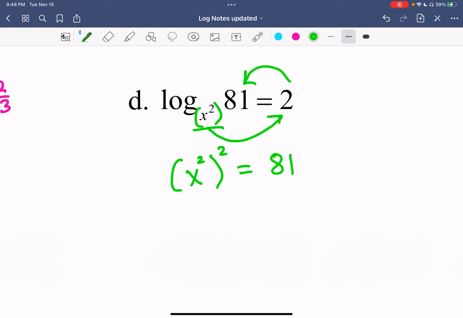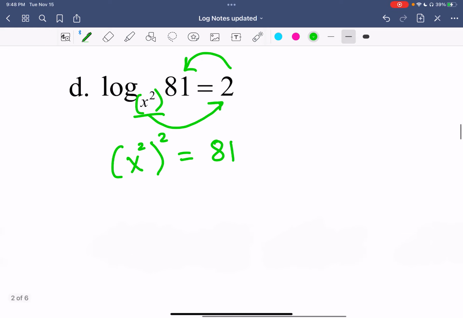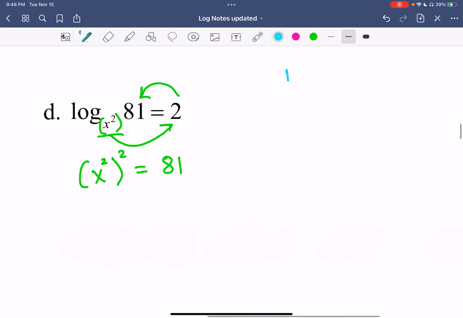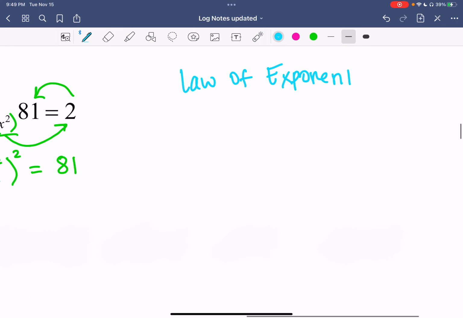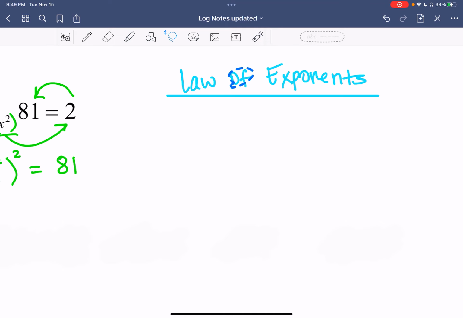Okay, when you have the law of exponents, let me give you a little refresher of the law of exponents. Okay, all of my words are crooked. Oops.